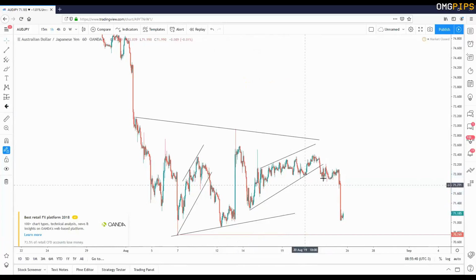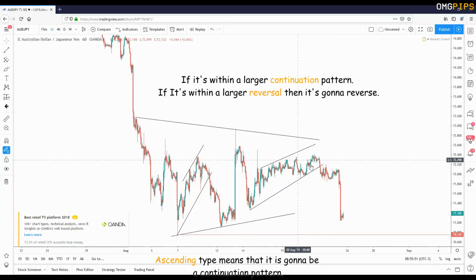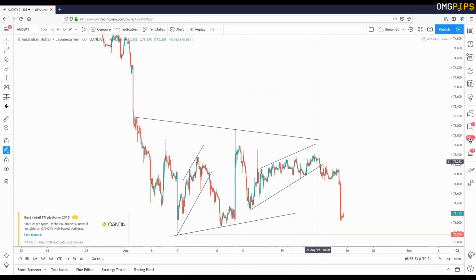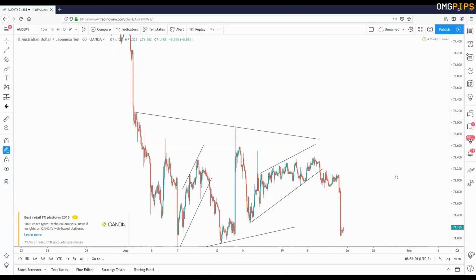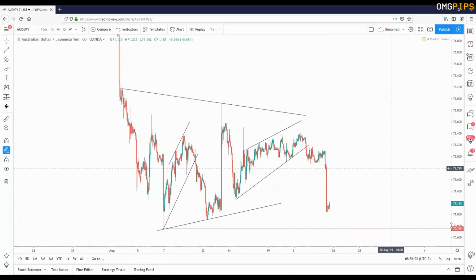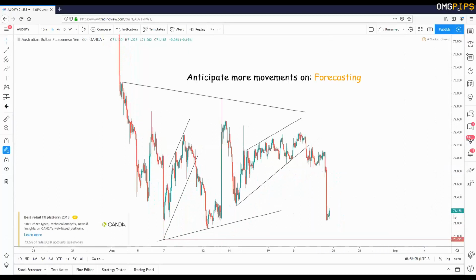So normally an ascending type pattern means that it has to break to the downside. And whenever it's an ascending type, in this manner, our impulsive move is to the downside. Ascending type means that it's going to be a continuation pattern. So you can either sell at the breakout or you can sell at the correction. But I want to show you guys something interesting too. Normally, after the breakout happens, it gives us this correction, and you can also anticipate more movement on it.